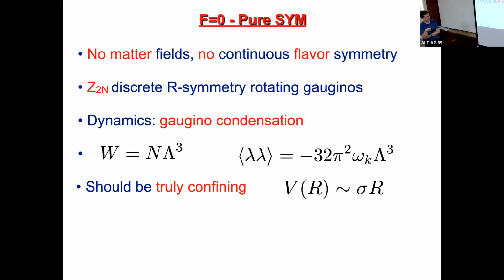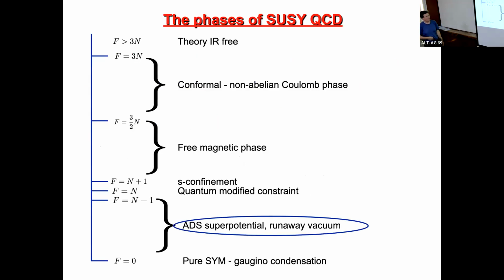And then this is the superpotential. This theory will be truly confining in the sense that if you calculate what a Wilson loop would do, you are actually going to get an area law. So if I take two test charges in this pure super Yang-Mills, the potential between these test charges would be a linear potential. So it truly confines. Okay, so that's if there are no flavors.